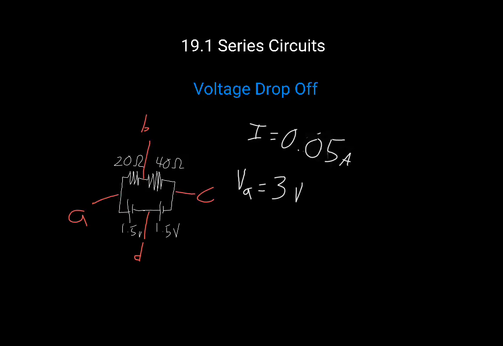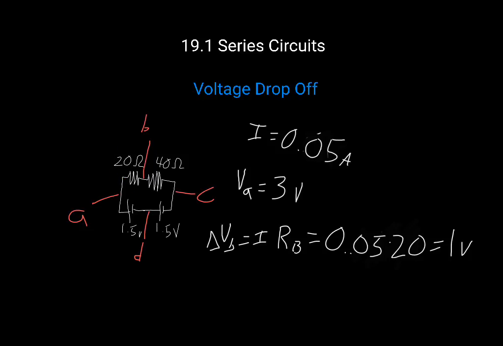Then we have to figure out what's going to be the voltage drop across our next resistor. Our voltage drop for an individual component, we can still use Ohm's law. We just have to isolate it to that individual component. So across this resistor, our current is going to be 0.05 because it's the same everywhere. And our resistance is going to be our 20 ohms.